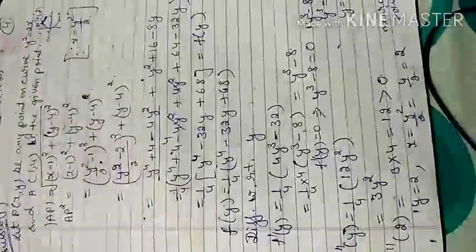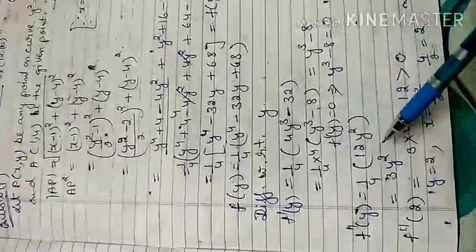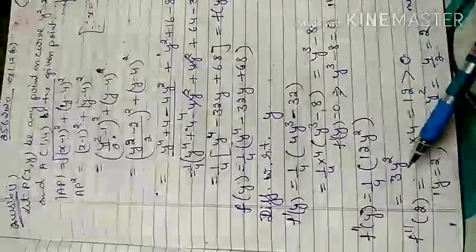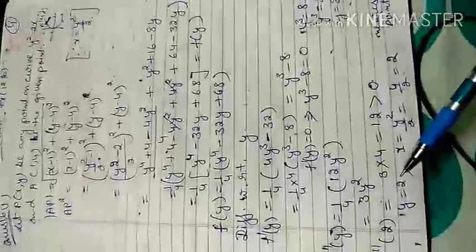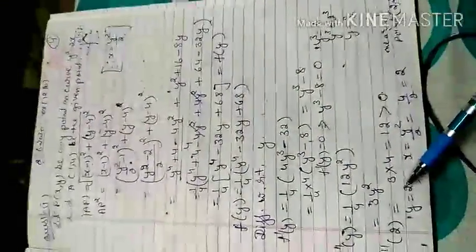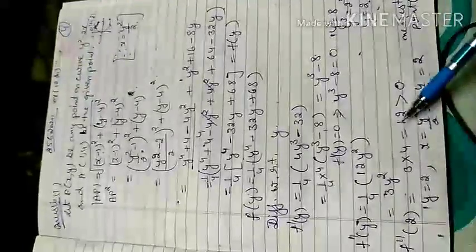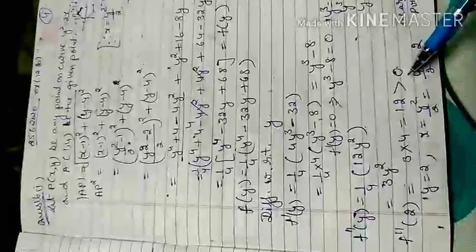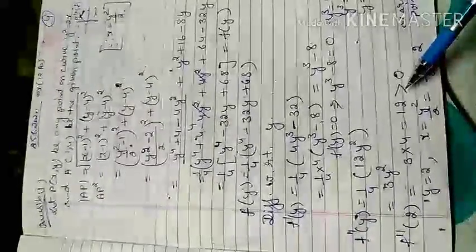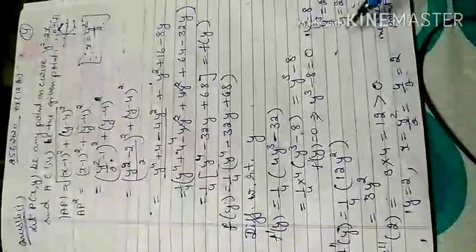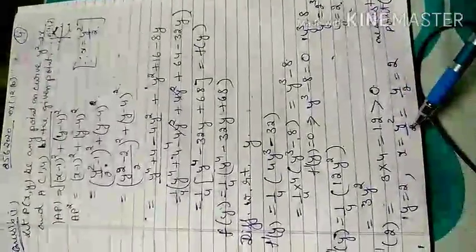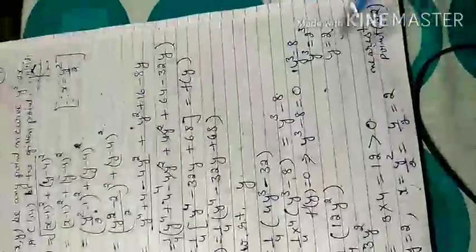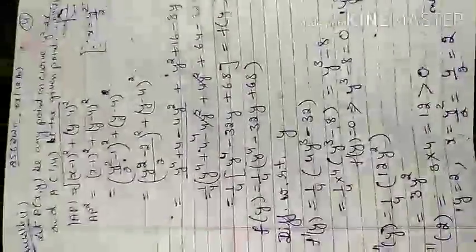After getting the y value, you substitute it in the double differentiation. The double differentiation gives 1 by 4 into 12y square, that is 3y square. When you apply y is equal to 2, 3 into 4 is equal to 12, which is greater than 0. Greater than 0 shows that the double differentiation is positive, so that is a minimum point. So the minimum is at y is equal to 2, and the other coordinate is x is equal to y square by 2, that is 2. The nearest point on the curve is (2, 2).